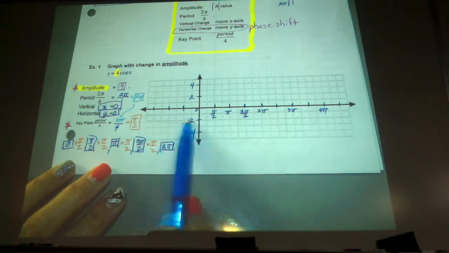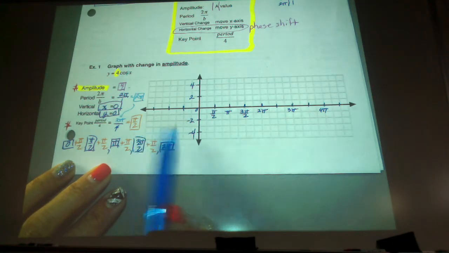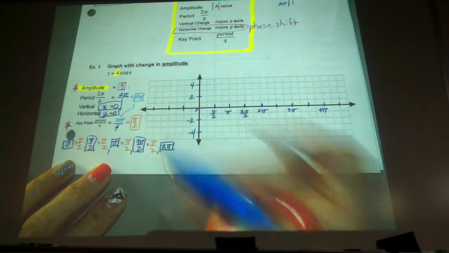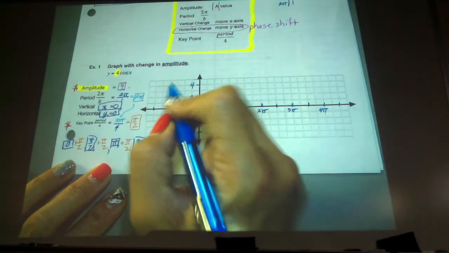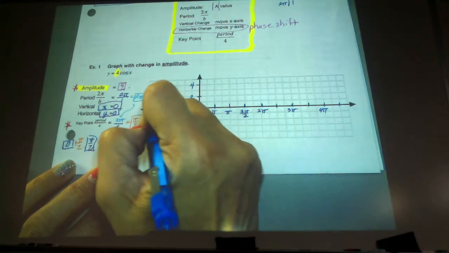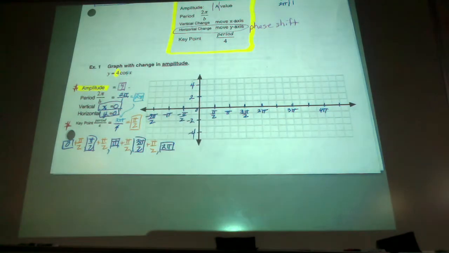And then on the negative side, I like to label as much of a full period as I can, so I don't mess up my pattern when it comes time to graphing. So this is negative pi over 2, negative pi, negative 3 pi over 2. Questions so far? This is all just kind of however you want to do it. You've got to label. If you don't label, I'm going to assume every hash mark is 1.